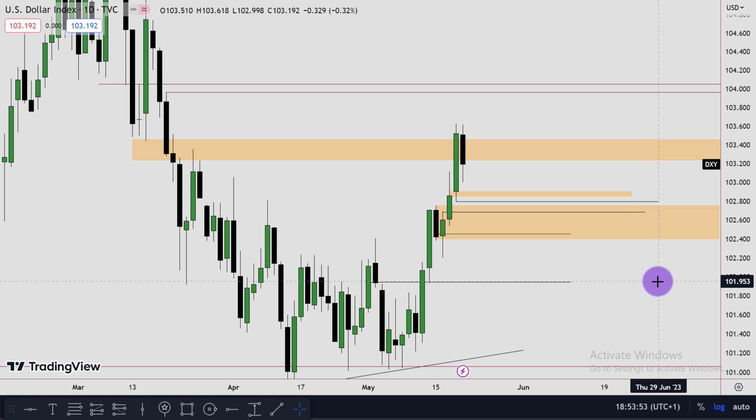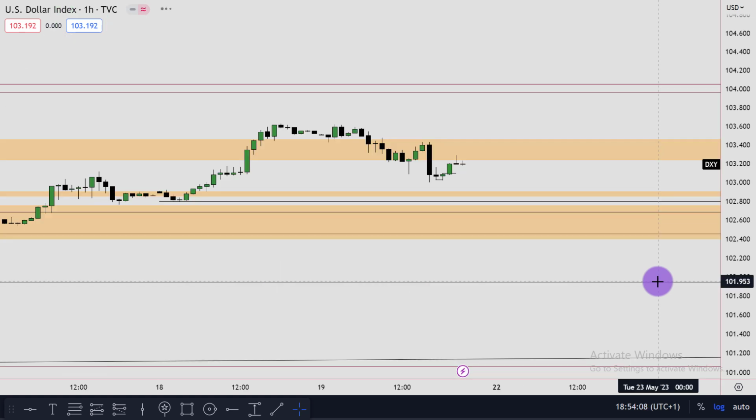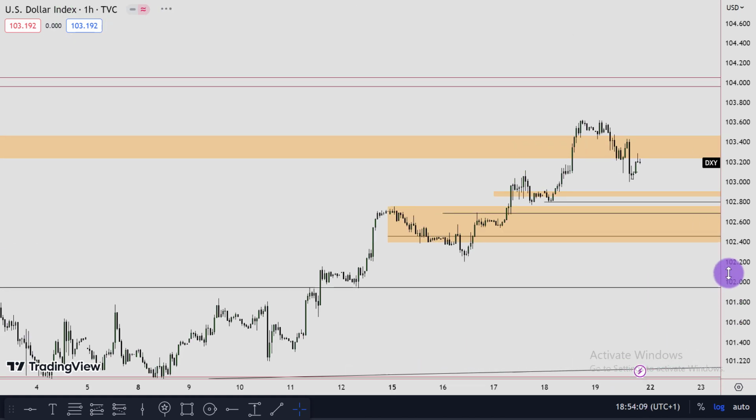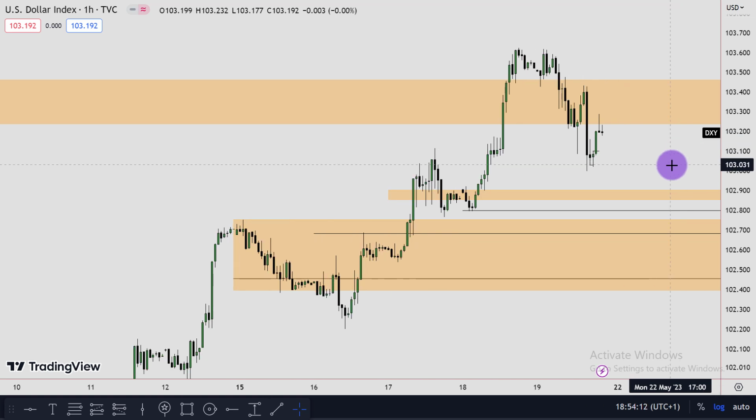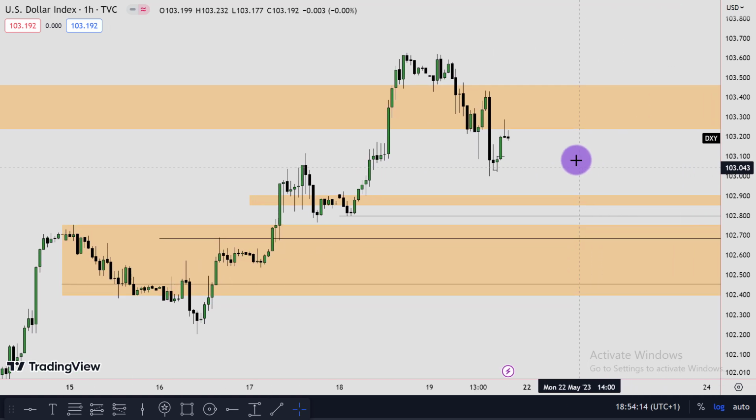All right, however, as the market opens, we will get to find out what the market wants to do. All right, so we just follow what price action is showing us. Then we just go to the 1 hour time frame. On the 1 hour time frame, we just wait patiently and see what the market wants to do as the market opens.